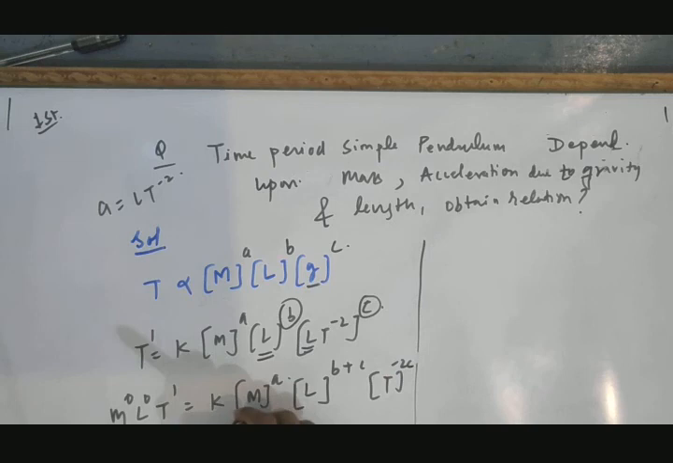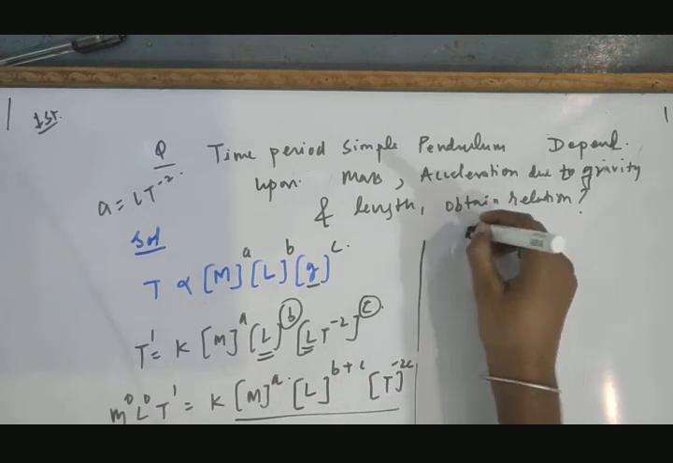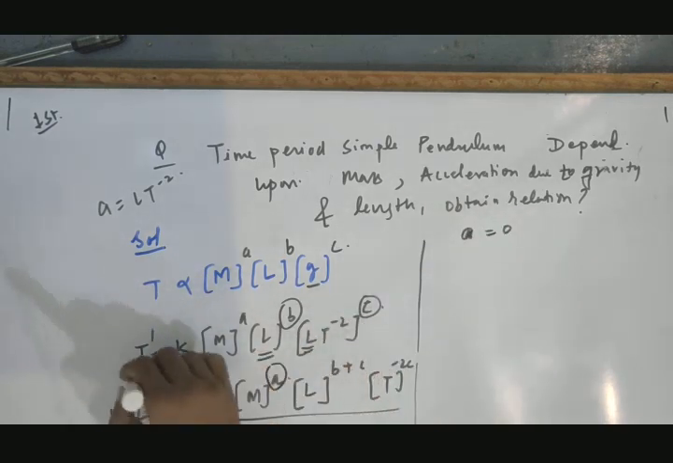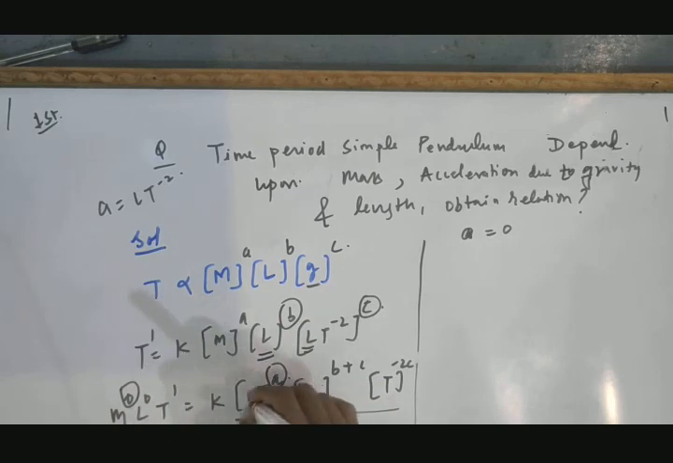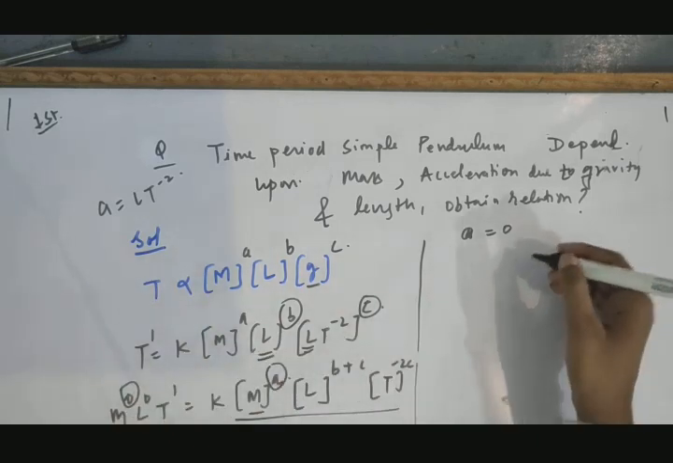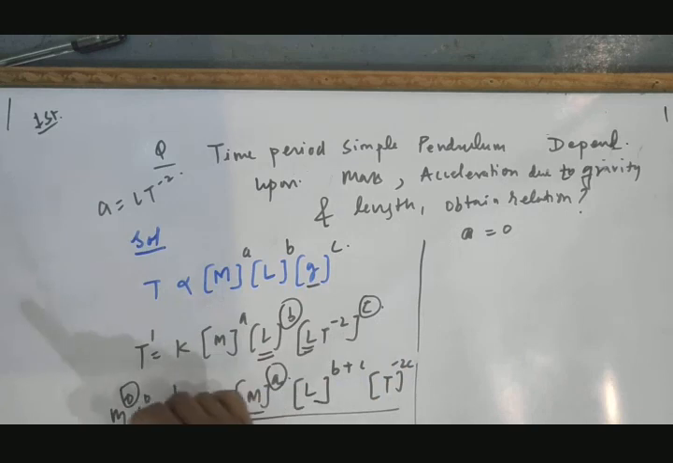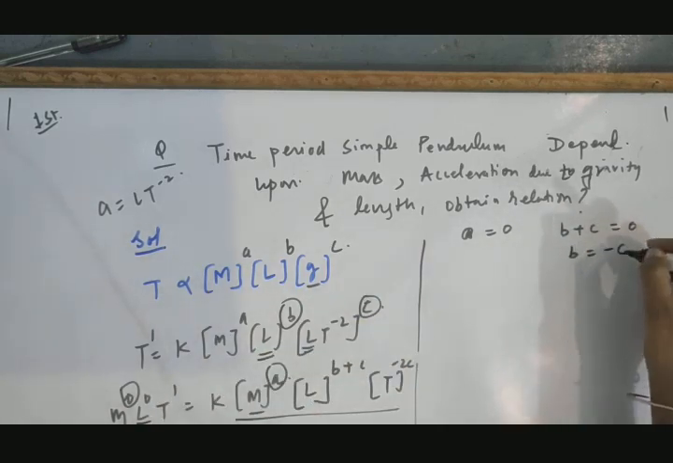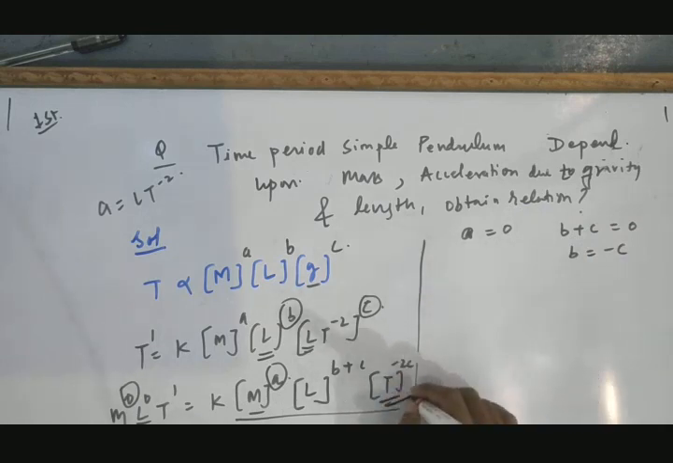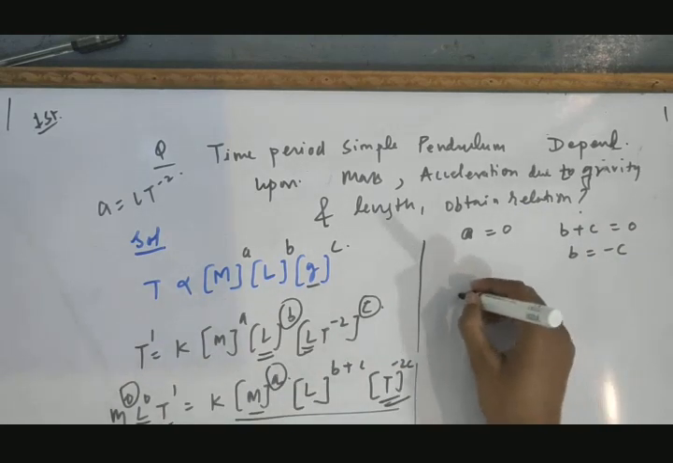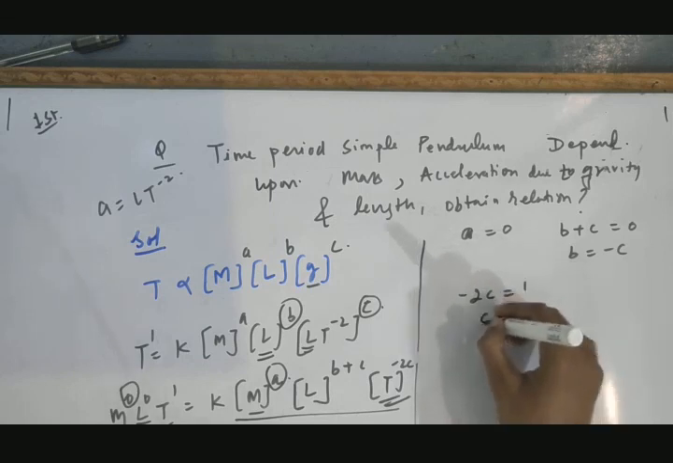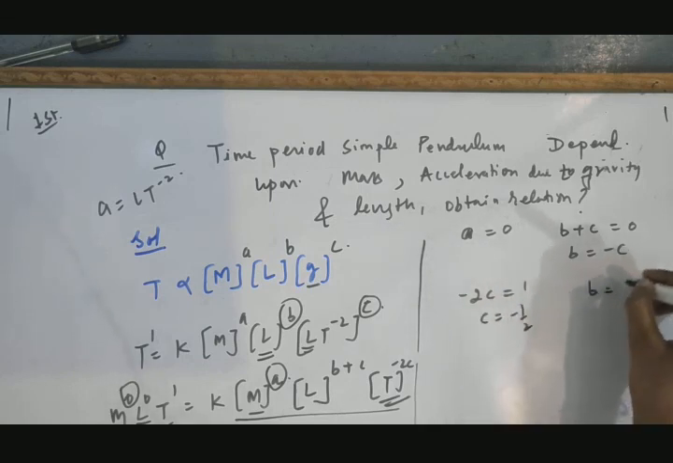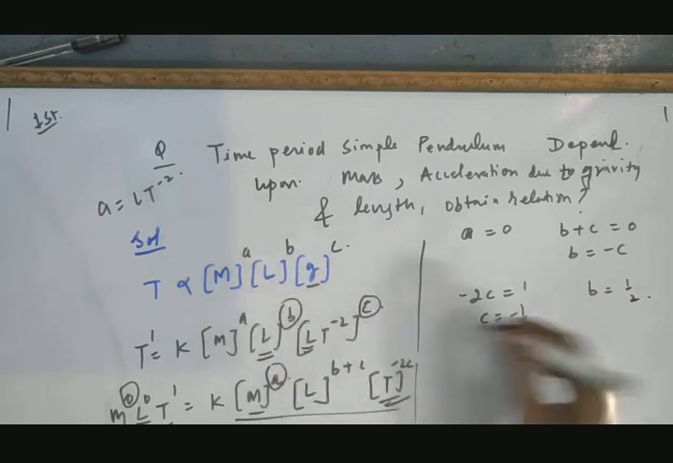Now equate LHS to RHS. Comparing M, the bases are the same, so a equals 0. Comparing L, b plus c equals 0, so b equals minus c. Comparing T, we have minus 2c equals 1. So c equals minus 1 by 2, and b equals 1 by 2. Now substitute the values of a, b, c.